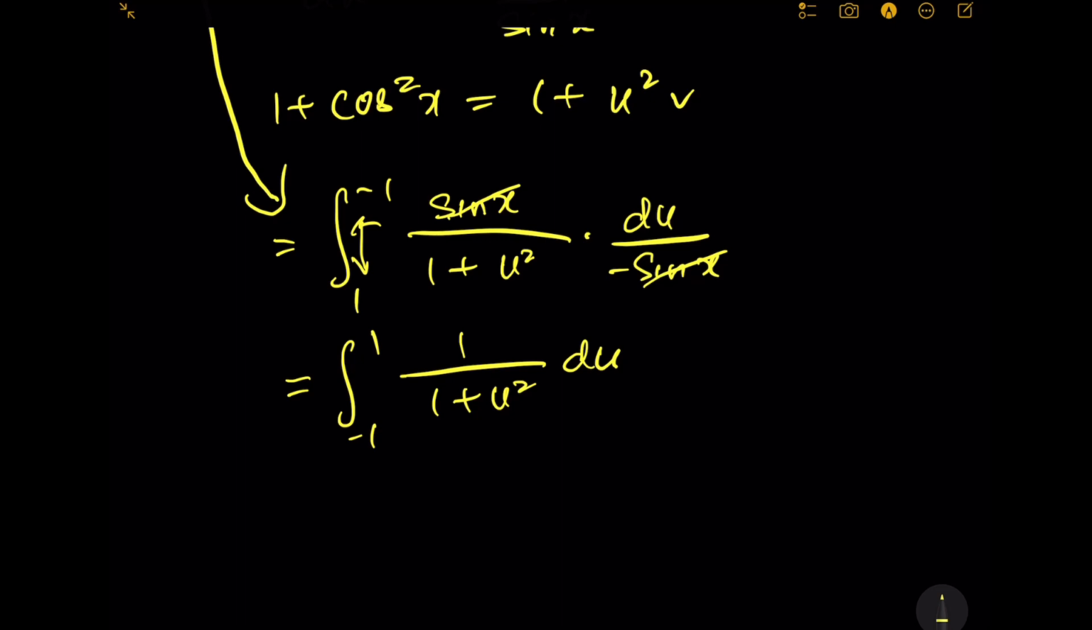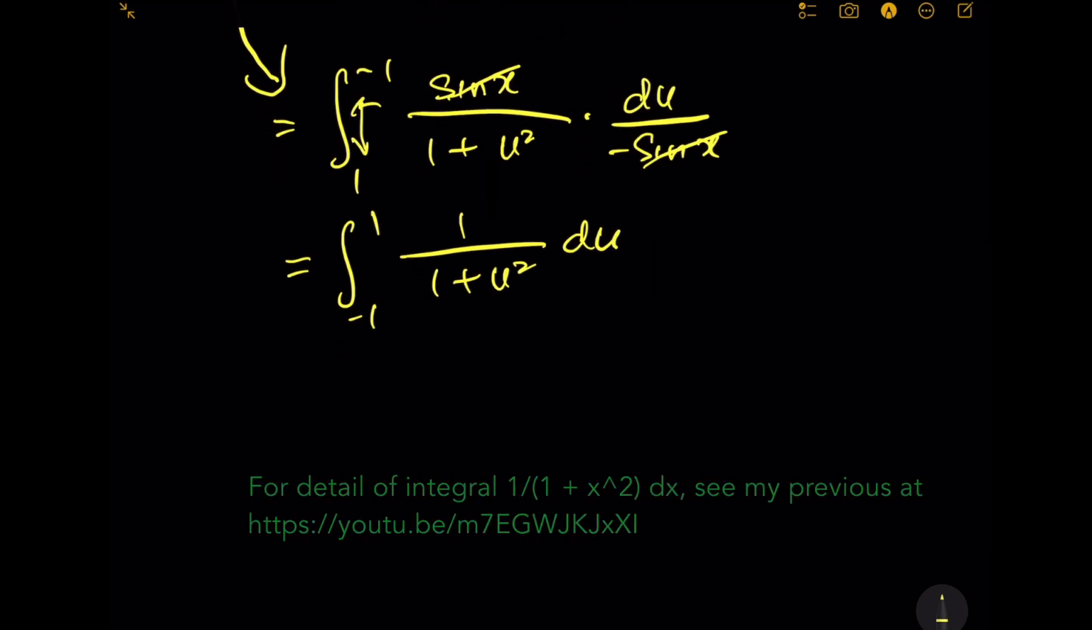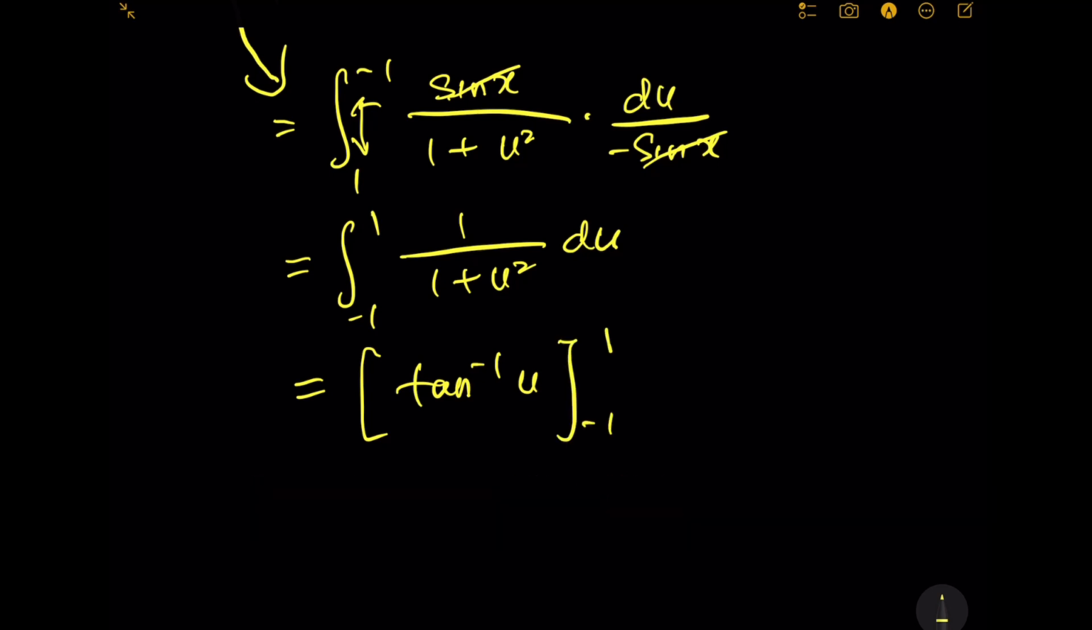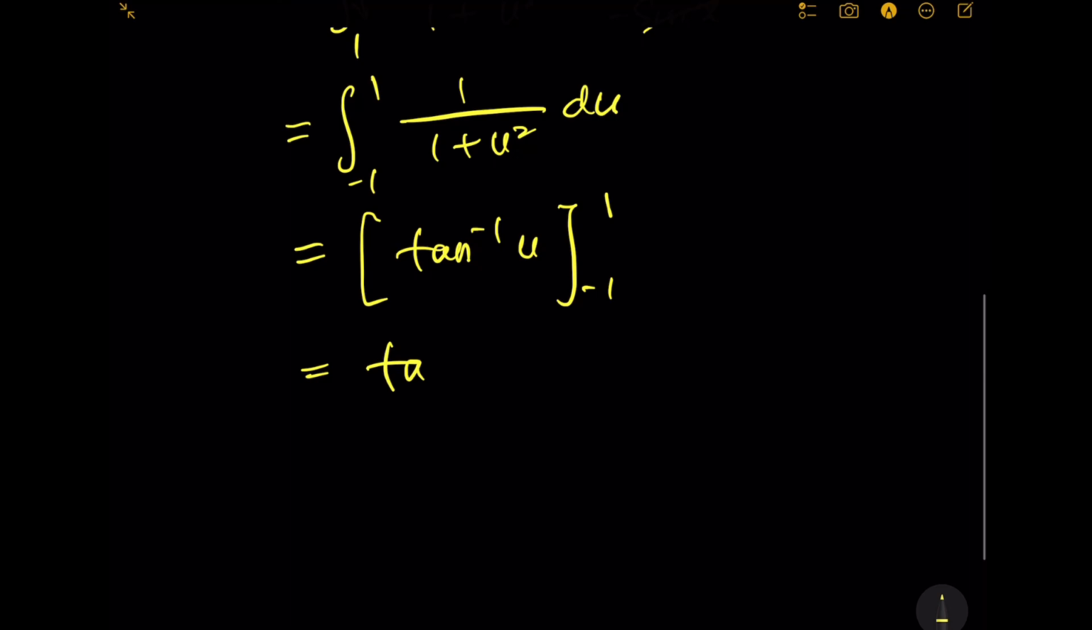This is a very nice integral because the answer is tangent inverse. I demonstrated this before in my previous video. You can see my previous video for detail. So here the integral will be tangent inverse of u from negative 1 to 1, which is tangent inverse of 1 minus tangent inverse of negative 1.